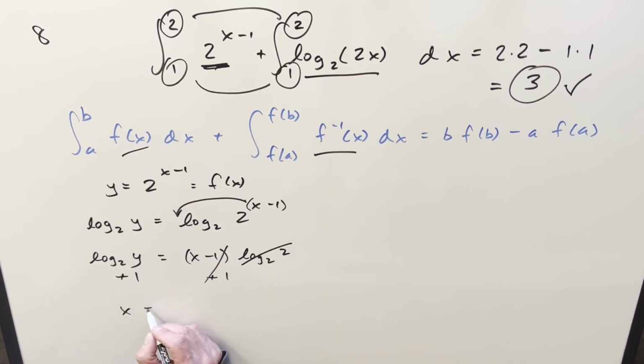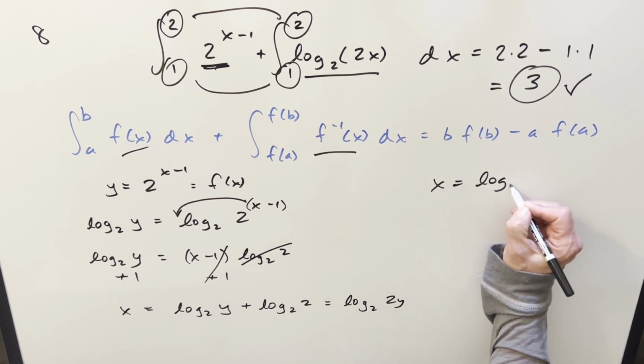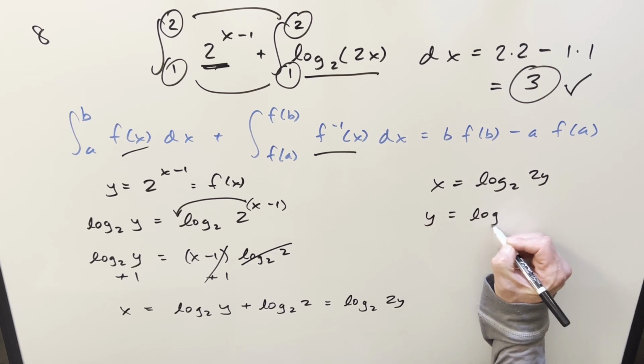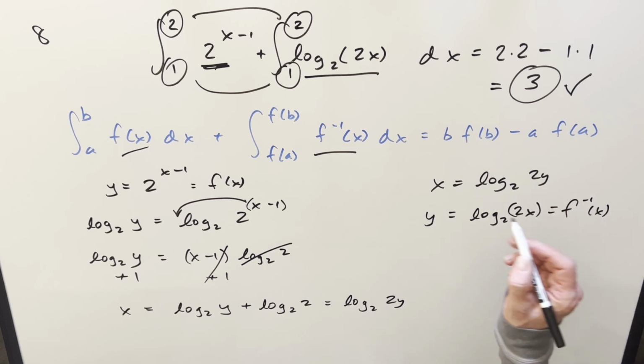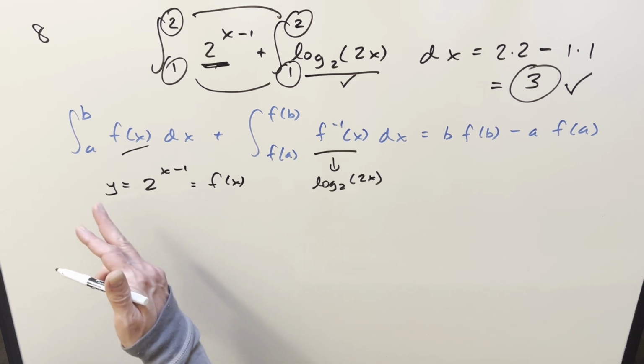Let's swap the sides, so we end up with x equals log base 2 of y plus 1, but for the 1, let's write it as log base 2 of 2. With log properties, since we're adding, I can multiply them together and write it as log base 2 of y times 2, or 2y. So x is log base 2 of 2y. Then you can swap the variables, and we have y equals log base 2 of 2x. This is going to be our f inverse of x, and that matches this thing right here. So now that we've verified these two functions are inverses, next we'll go to the bounds.